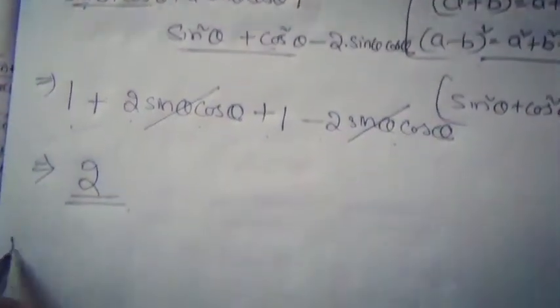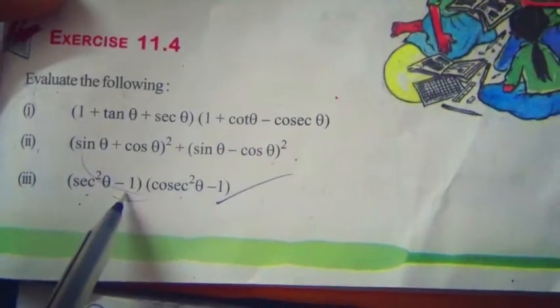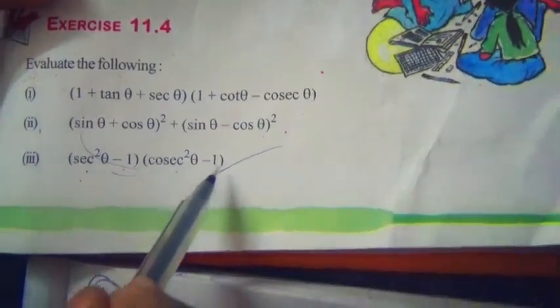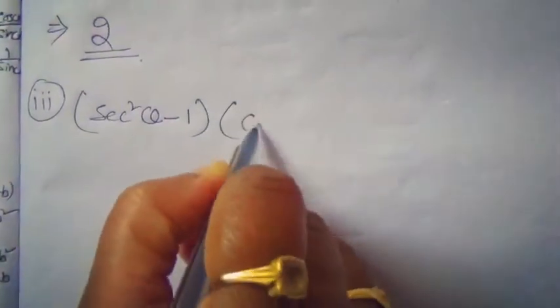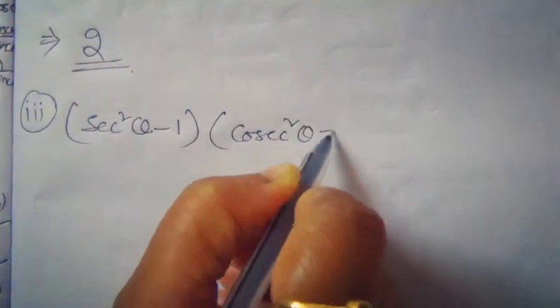Okay, so third sum, what is given? Secant square theta minus 1 over cosecant square theta minus 1. So secant square theta minus 1, cosecant square theta minus 1.